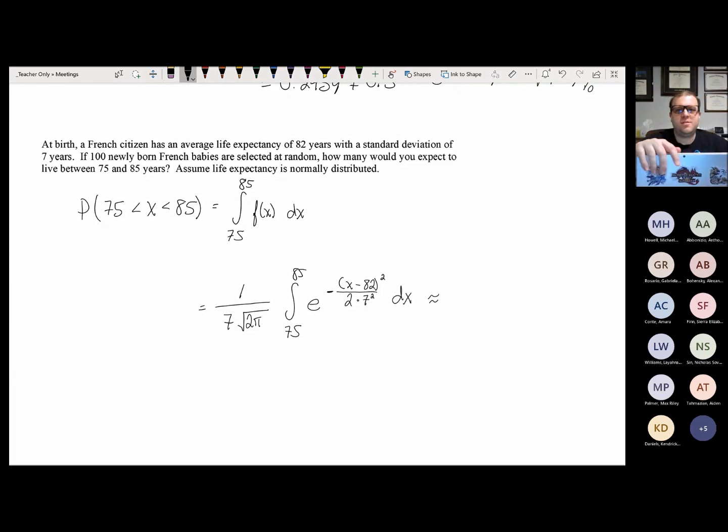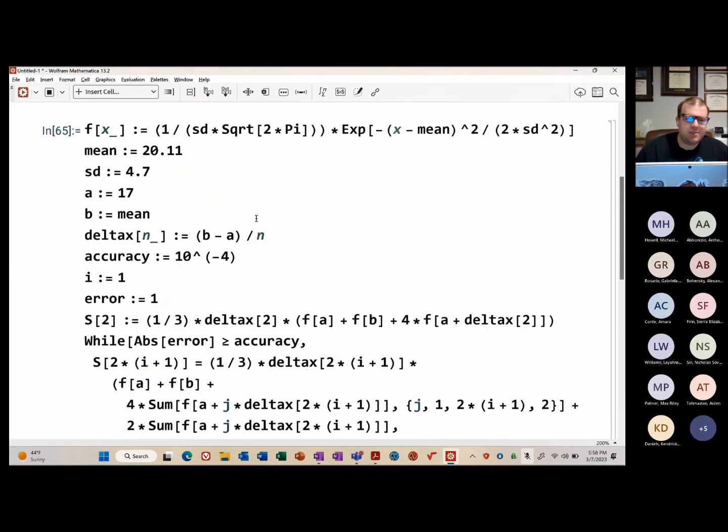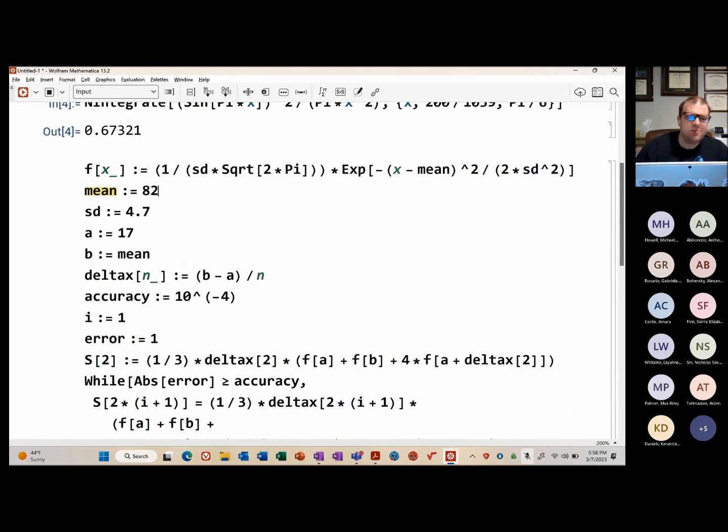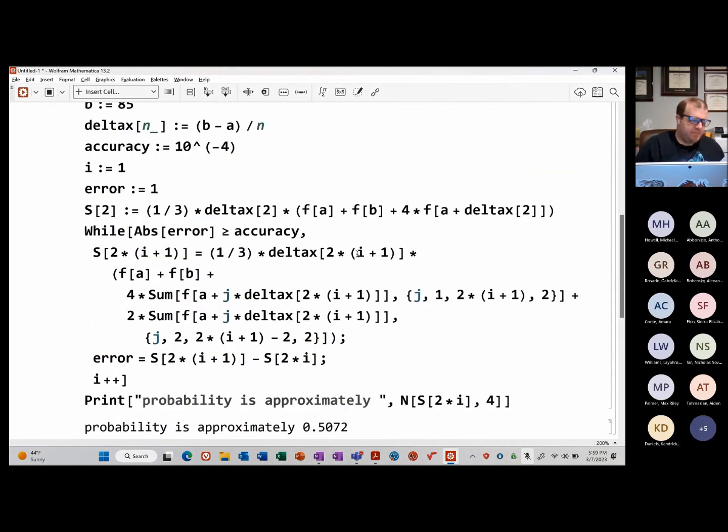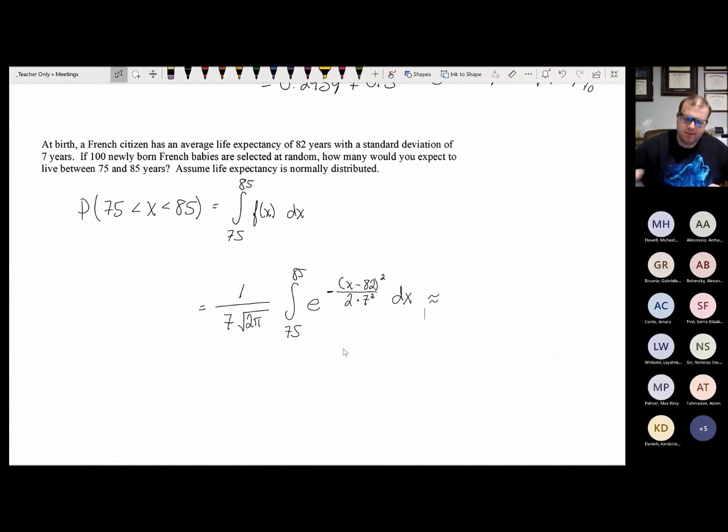I'm just going to go back to my code. Right, we just have to change a few things. The mean is now 82. Standard deviation is now 7. A is 75. And B is 85. And that's all we had to change. Right, so about 0.5072, which is 50.72%.